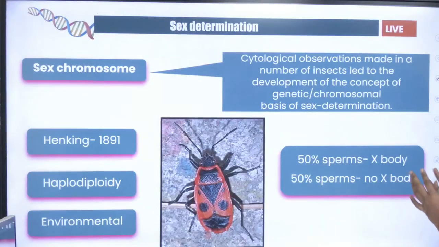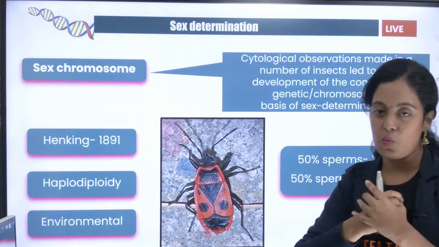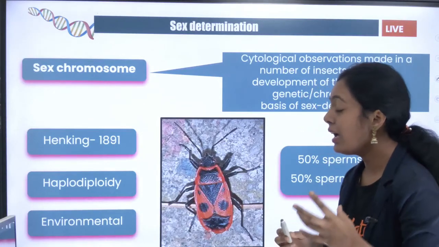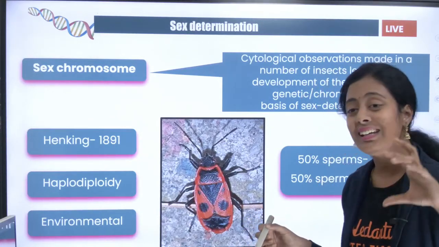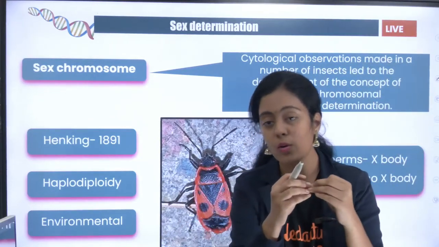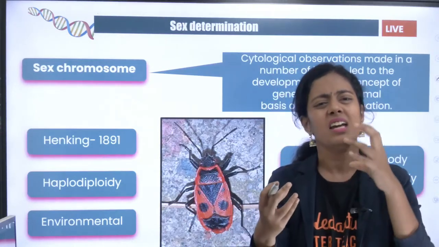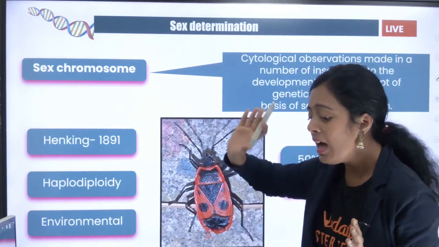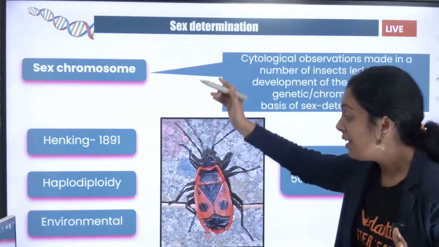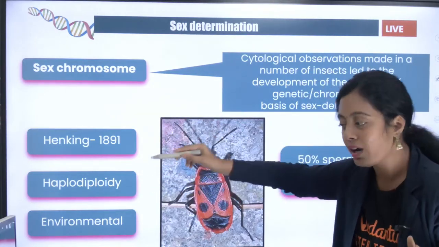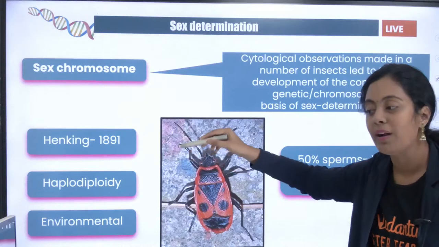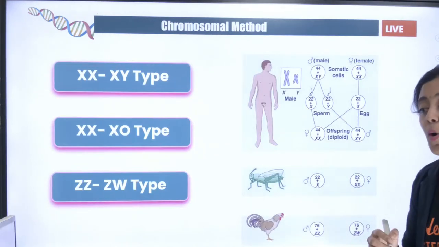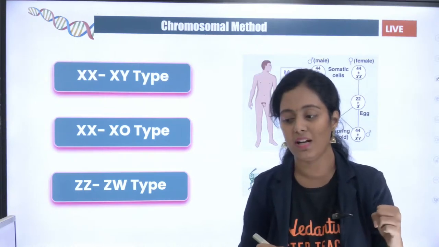Okay, first we are going to look at the sex chromosome. In the chromosomal method, there is a sex chromosome. Okay, it was Henking in the year 1891. He was the one who proposed that there is a chromosome that is determining the sex. Then I already told you about haploid diploidy, and we also have environmental methods. So first we will look at the chromosomal method of sex determination, Pasangala.